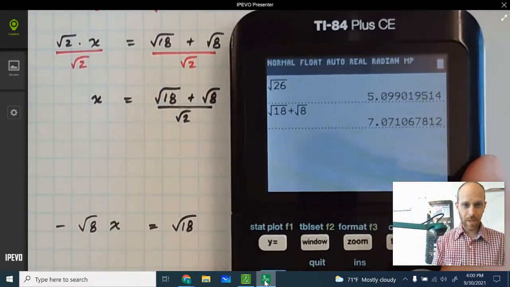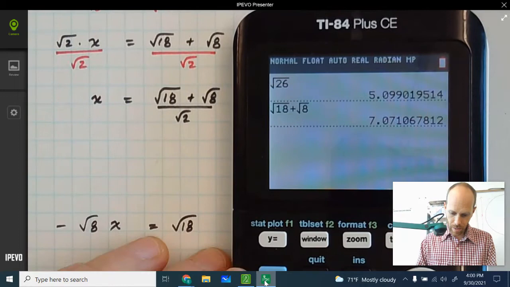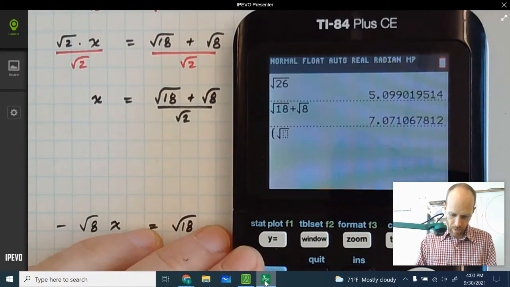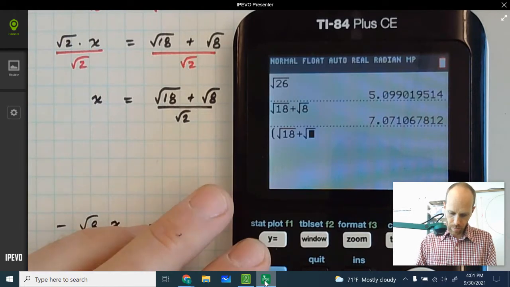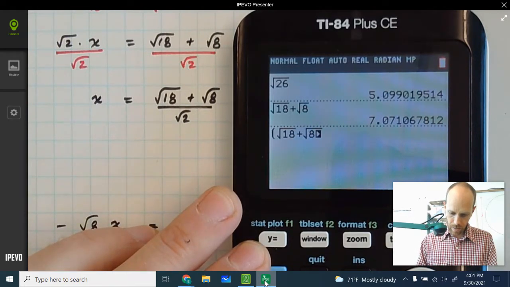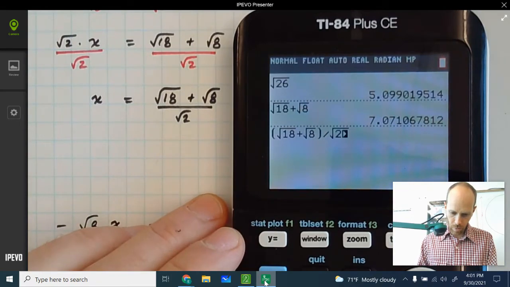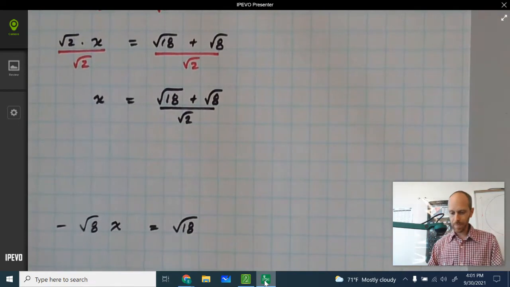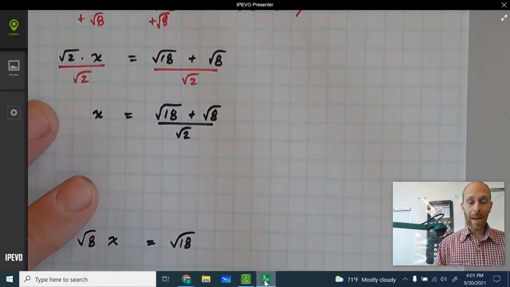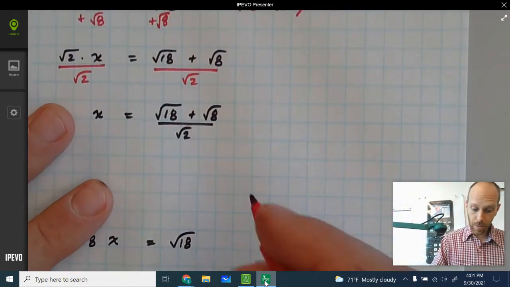And in fact, if I put it into my calculator, check it out. Square root of 18 plus square root of 8 divided by square root of 2 is 5. So how do we make that happen? Well, it's all about simplifying your radicals.